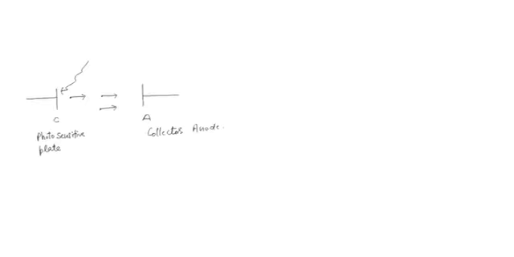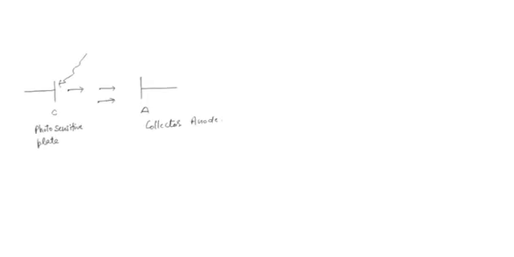So the photoelectric effect is the phenomenon of emission of electrons from the surface of a metal when light of suitable high frequency, that is, having frequency equal to or greater than the threshold frequency of the metal, is allowed to fall on the metal surface. In this case, this is our light radiation that is falling on the metal plate C. So this is the source of light. Now the frequency of this source of light should be equal to or greater than the threshold frequency of plate C.